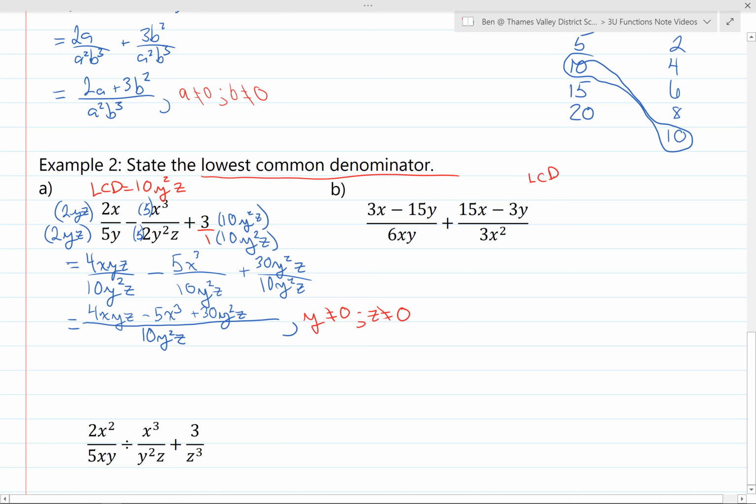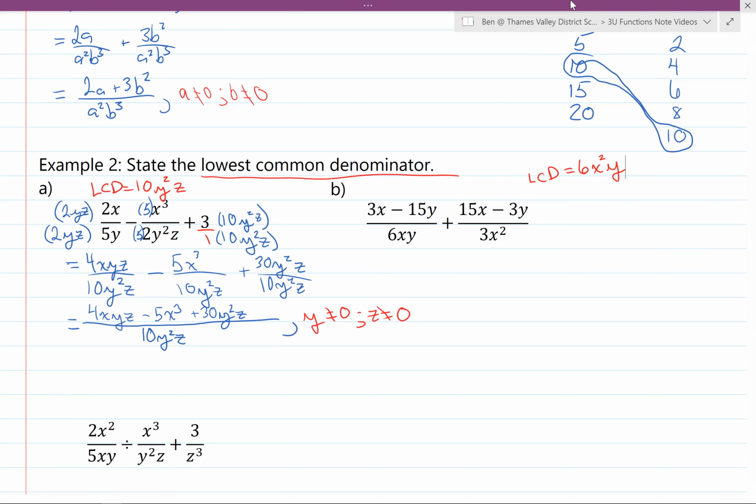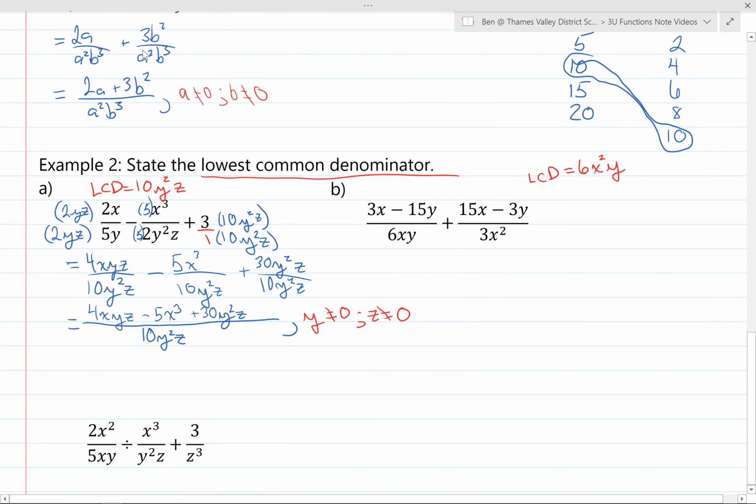Our lowest common denominator, I see a 6xy and a 3x squared. I know that 6 and 3, from my coefficients, the lowest common multiple is 6. And then I see an x, the highest exponent on an x is a square, and I also see a y in my denominators at some point. So that's the lowest common denominator that I need to work with.